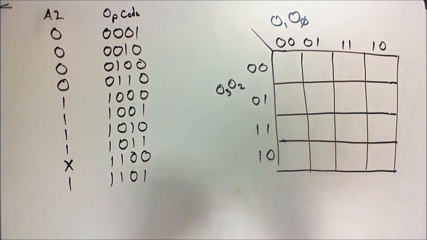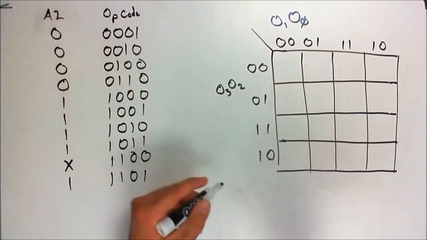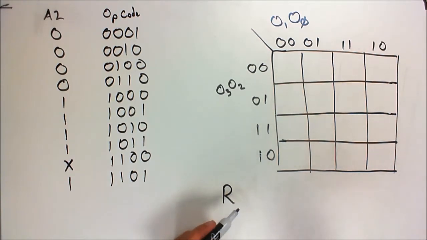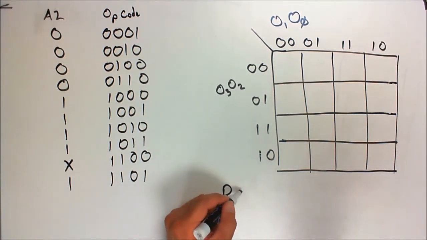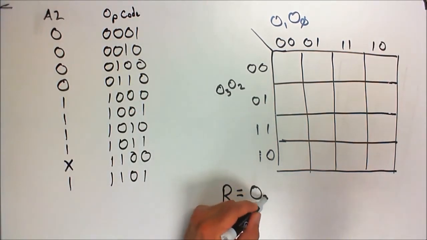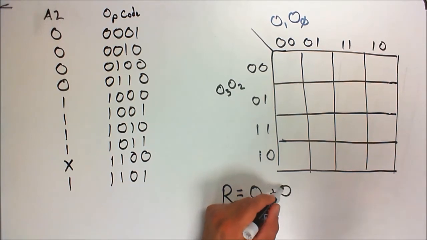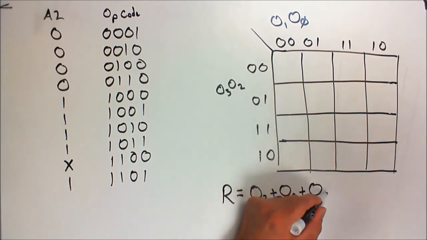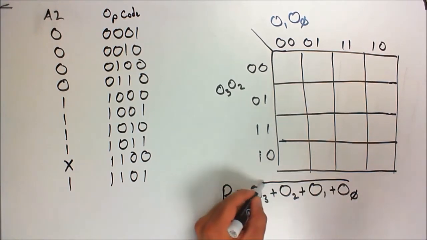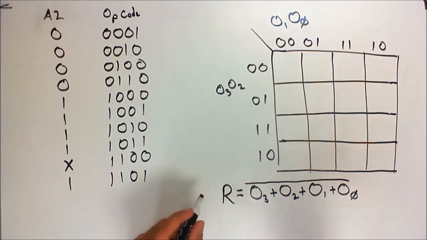So first we need to build a 0 detector for the opcode. And that's really simple. It's something we're going to call R, which is for a register-to-register instruction. And that means we just have to NOR all the opcode values together, which is O3 or O2 or O1 or O0, all NORed, right?